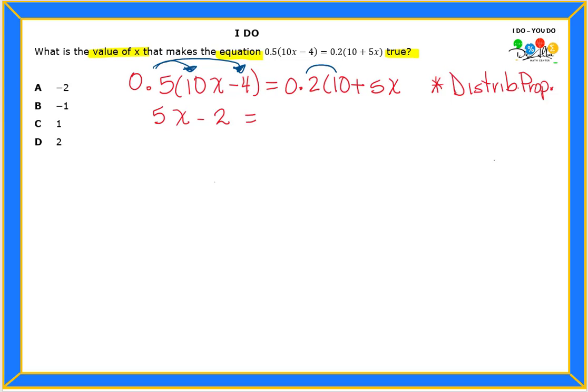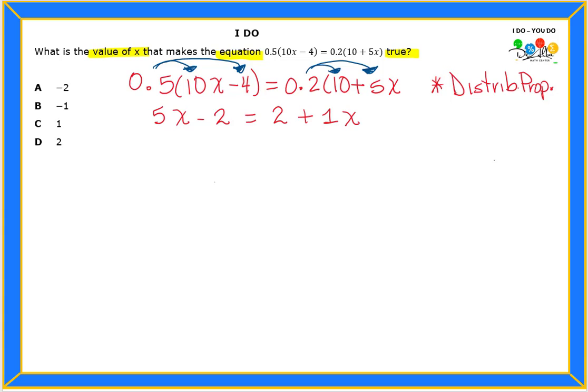Now we're going to multiply 0.2 times 10 and also 0.2 times 5x. Remember, this is the distributive property on the right side. If we multiply 0.2 times 10, it will give me a positive 2. And 0.2 times 5 gives me a positive 1, so we have plus 1x. So be careful with that. And you can write down 1x with the coefficient already. That will help us.